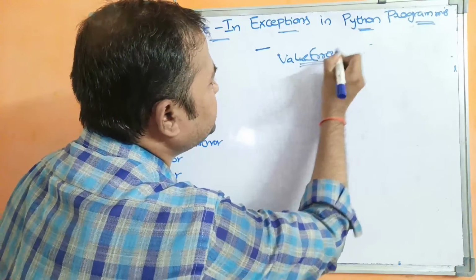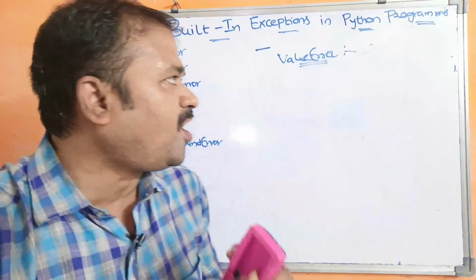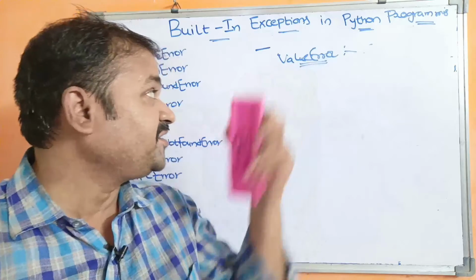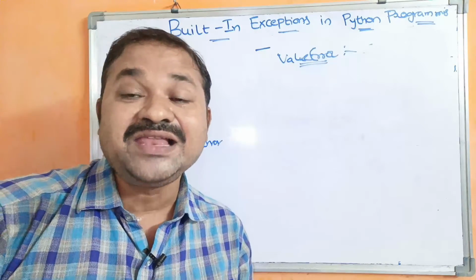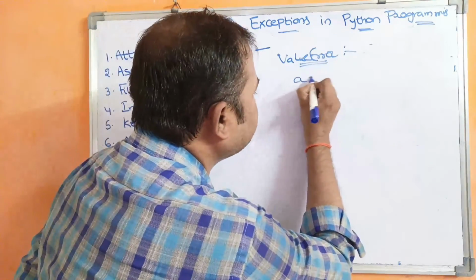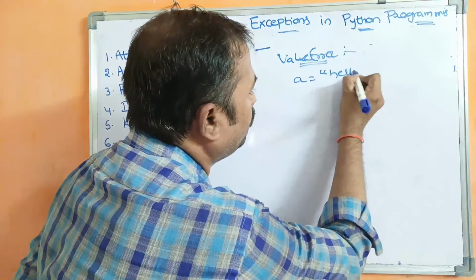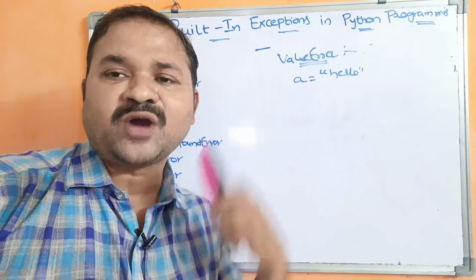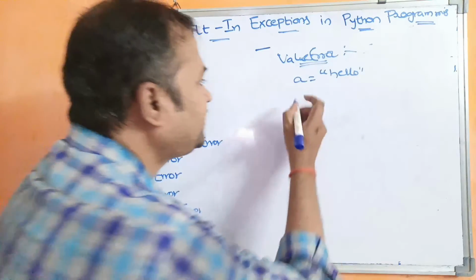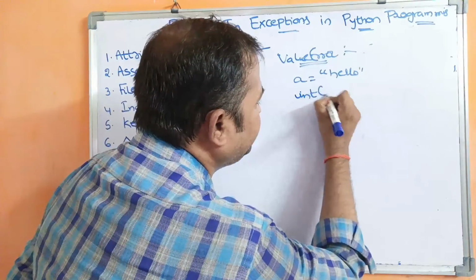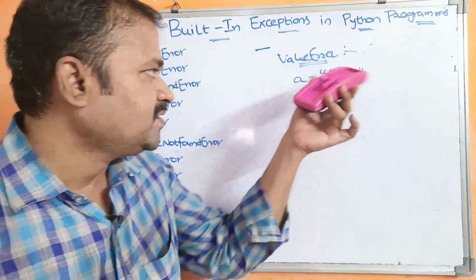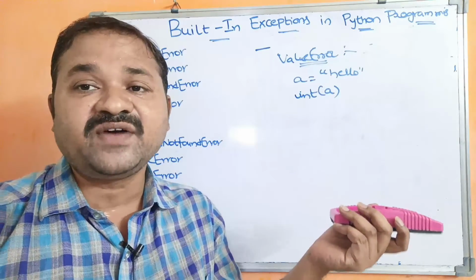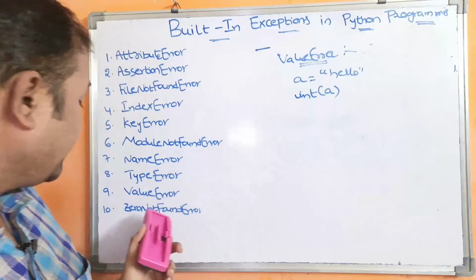So value error means if we try to perform mistypecasting on a particular value, then it will throw a value error message. Let's say here we have a statement A is equal to hello. Now A contains a string. It is not possible to convert that string into a number. But if we write a statement like int of A, converting a string to an integer, a number, that is not possible. So in this occasion, the Python interpreter will throw a value error exception.